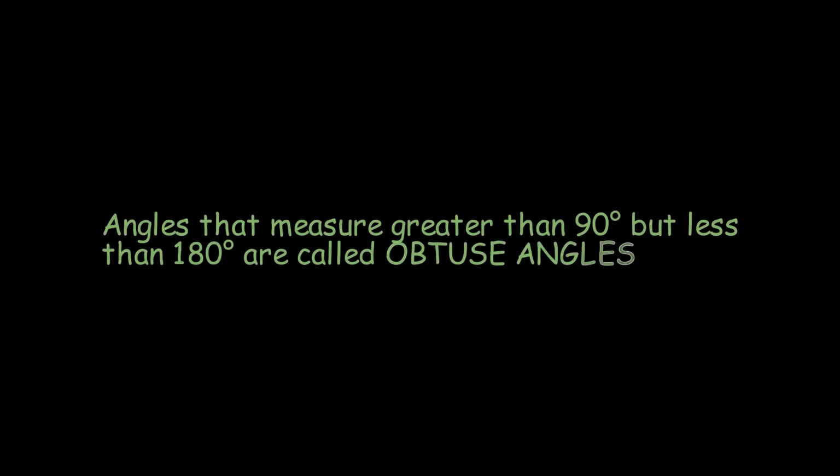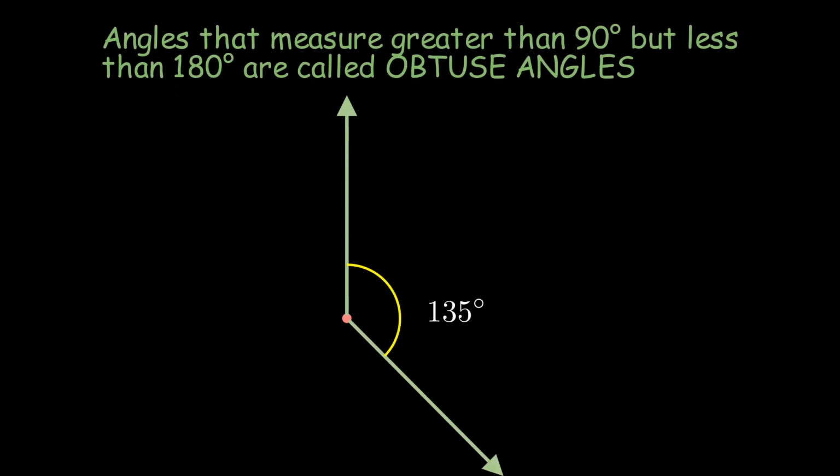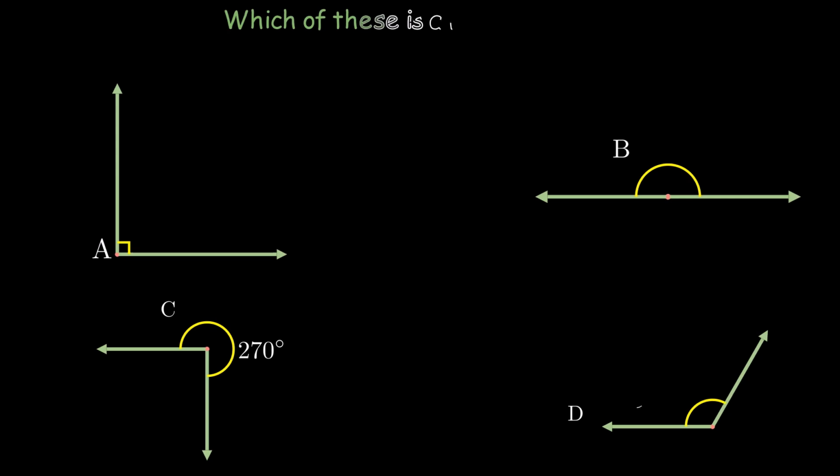Angles that measure greater than 90 degrees but less than 180 degrees are called obtuse angles. An example is the 135 degrees angle we looked at earlier. Now that you know what obtuse angles are, here's another question for you. Which of these is an obtuse angle? Remember, obtuse angles measure greater than 90 degrees but less than 180 degrees.